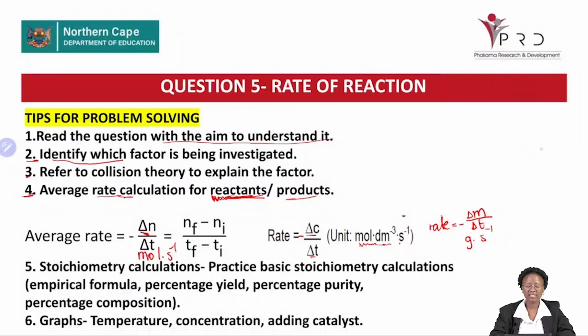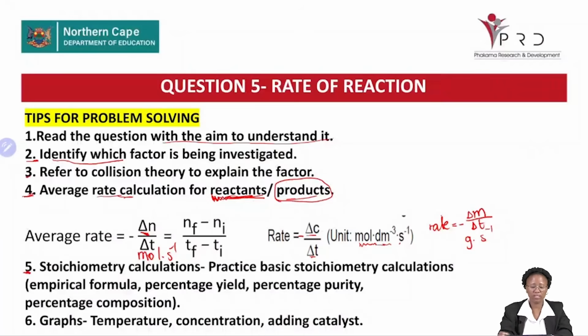All right. That negative just indicates that the reactants will be used up for products to be formed. So we don't want to end up with a negative rate answer or calculation. Now, when you are calculating the rate for the product, there is no need for you to include the negative sign, because remember that the products are formed as the reactants are used up. So you are automatically going to get a positive answer. All right. Very important to take note of that.